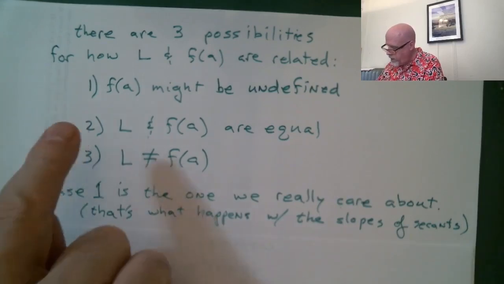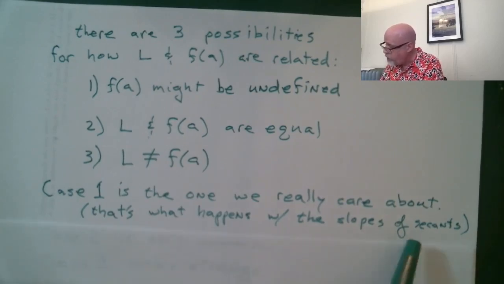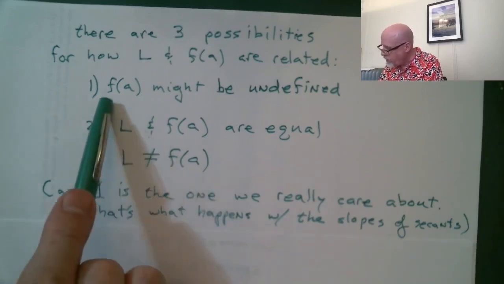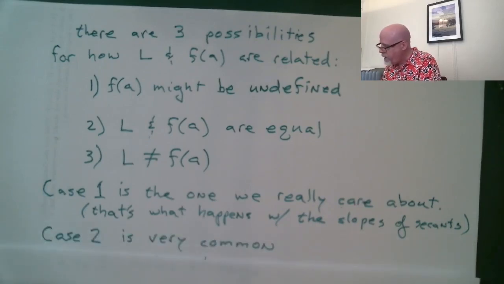Case 1, where f at a is undefined, is the one we really care about, because that's what happens with the slopes of secant lines. As h goes to 0, the slope of the secant line hopefully approaches some value, but when you actually get to 0, you get an undefined thing, because you're dividing by 0. So this will be the scenario we care about the most. f at a is undefined, but there still is a limiting value of the function. f of x approaches L as x approaches a. That's how to say that.